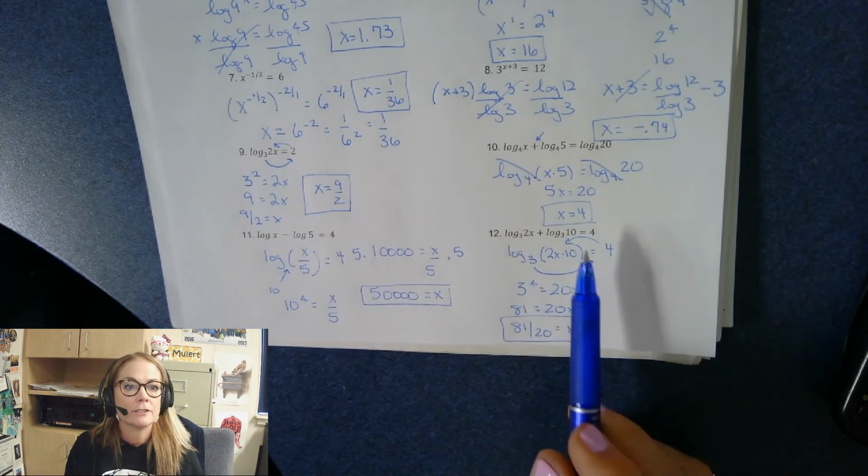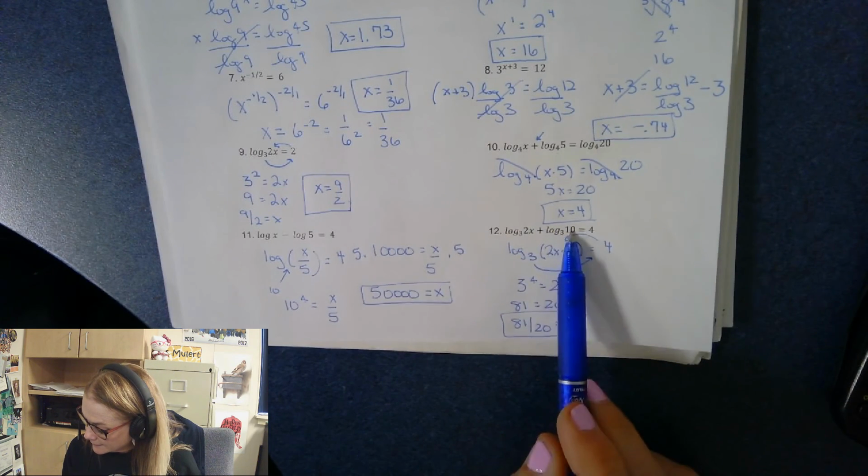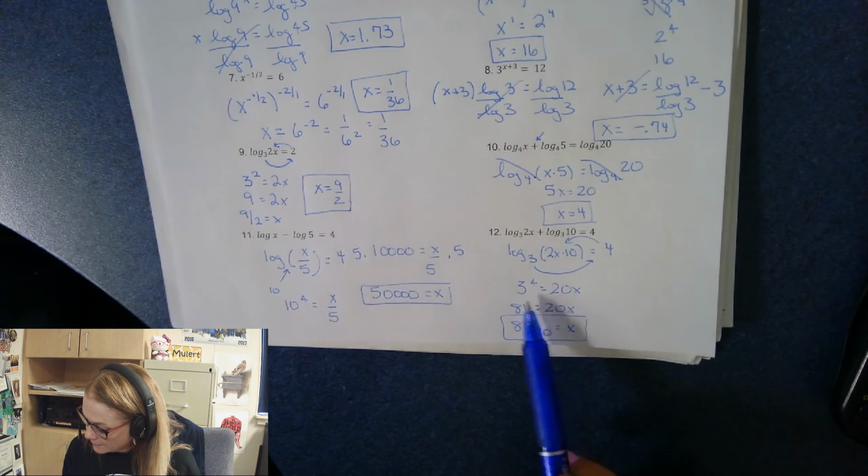Okay, so I'm just going to make sure that looks good. 2x and 10, that's 20x. 3 to the 4th is 81, just because that's a fraction.